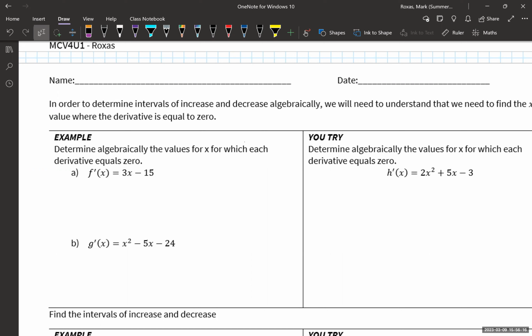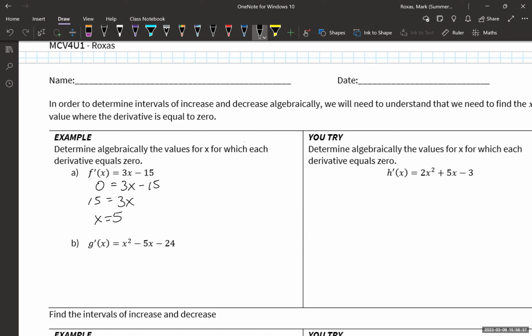So here I give you a couple of derivative functions. What value of x makes that derivative 0? And it's just simply plugging in 0 for the derivative and solving for x. So 0 equals 3x minus 15. Adding 15 to both sides, so 15 equals 3x. And so x equals 15 divided by 3, which is 5.